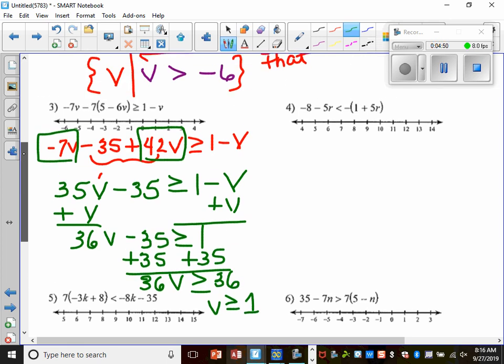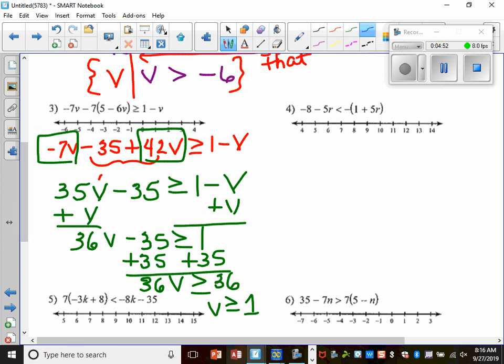All right, so this time it's going to be a closed dot on 1, and greater is to the right. Okay. All right, so take a look at the first two examples. And again, it's just like you're solving an equation, you isolate the variable.